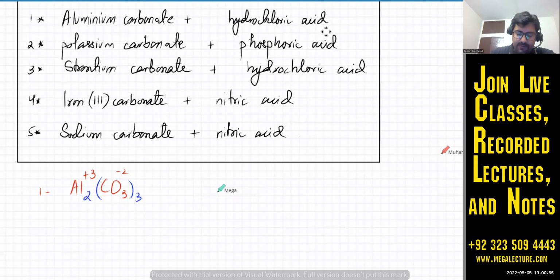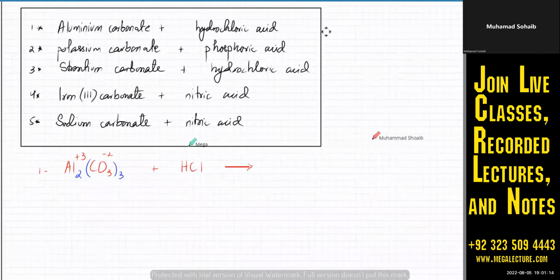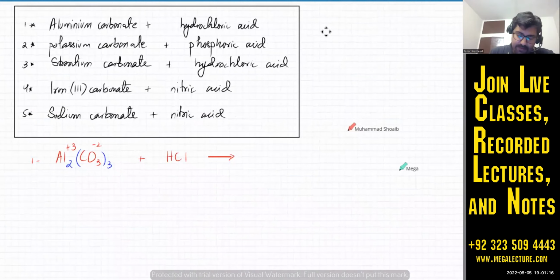What is the formula of hydrochloric acid? That's HCl. You have to remember this as well. So what did I tell you? When you have a carbonate and an acid reaction, you've got a carbonate clearly and you've got an acid. What happens? Salt, water, and carbon dioxide are produced. And we have to figure out what the salt is.